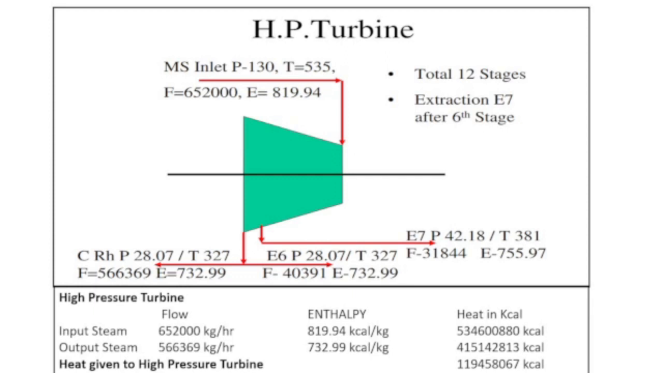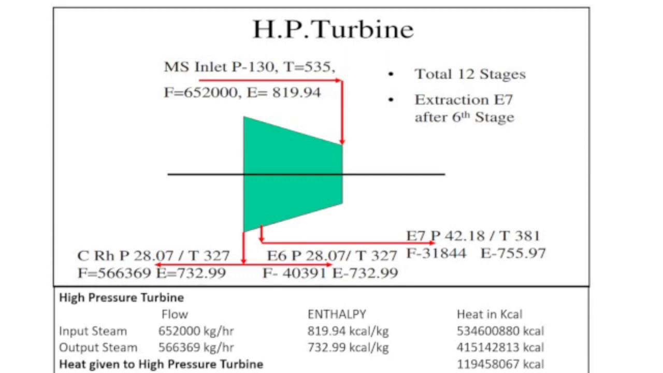There are a total of 12 stages in the HP turbine. One extraction is there, E7, that is after the 6th stage. The various parameters are also shown in the diagram. The exhaust pressure, the CRH pressure, is 28.07 kg per square centimeter. The temperature is 327. Now the extraction E6 is also taken from the cold reheat. This we call the cold reheat.